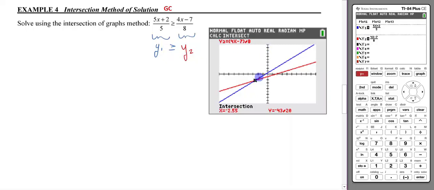And we see here that it's X values of here and on that would give us where the blue graph is above the red graph. So our break even here at negative 2.55 and X values to the right of that would make our blue graph above the red graph. So X greater than or equal to negative 2.55.